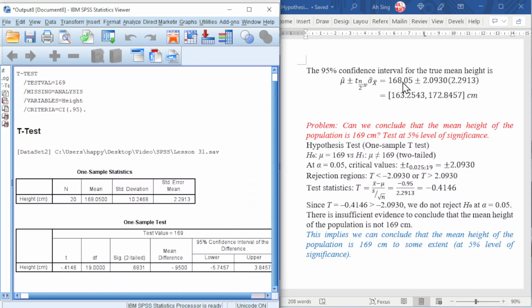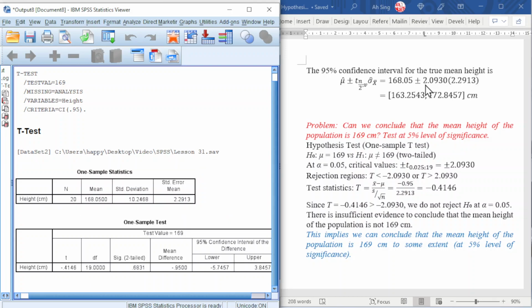Or we can also apply the formula. What we have here is the sample mean plus minus the t-value times the standard error. The standard error is calculated by using the standard deviation divided by square root of n, which is 20.